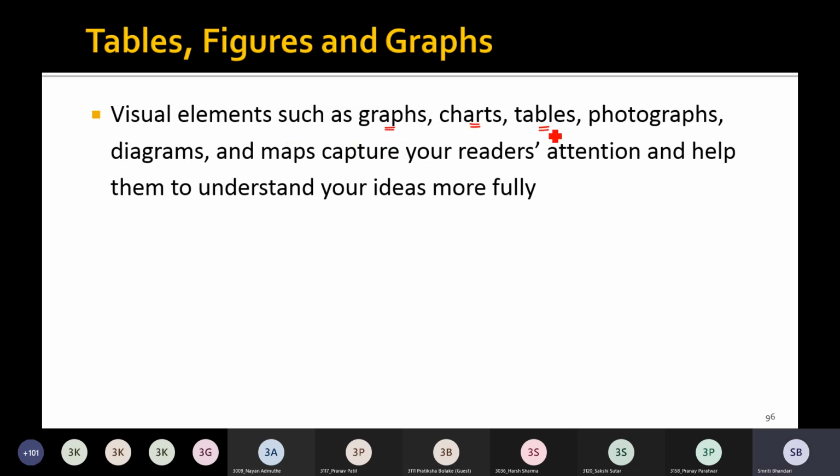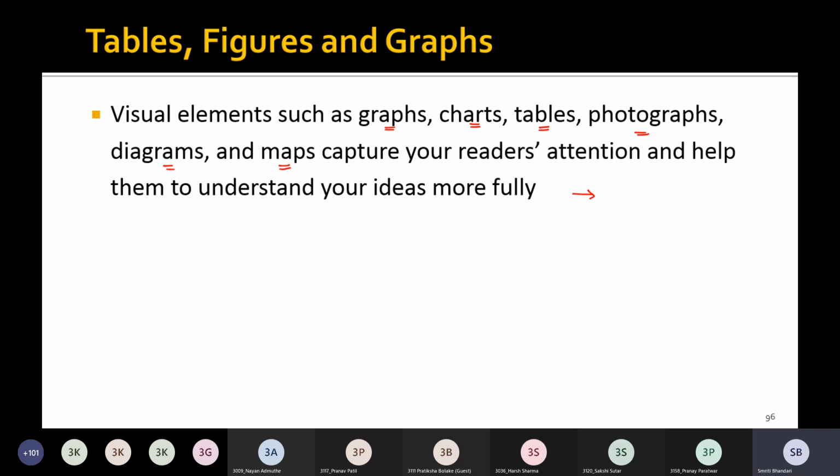Visual elements such as graphs, charts, tables, photographs, diagrams, maps. These are the visual elements that we may have in our technical document. So these visual elements actually capture the reader's attention and help them to understand your ideas in more detail. There is one important saying that a picture says 1,000 words. So whatever you are describing using 1,000 words, that can be described using a single picture.